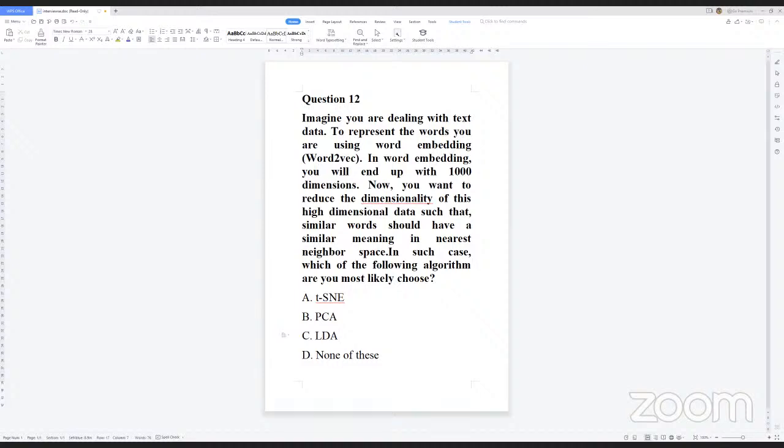The answer would be A. You are right, Akhil. A is the answer. t-SNE stands for t-distributed stochastic neighbor embedding, which considers the nearest neighbors for reducing the data. So the answer would be t-SNE, which would be very useful for the scenario in question 12. So A would be the answer for this question. We'll go to the next question.